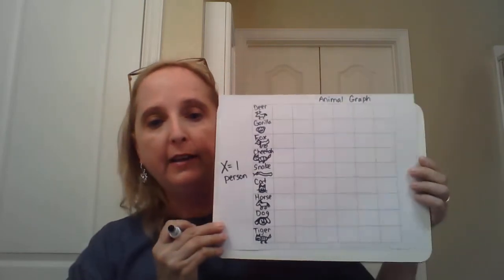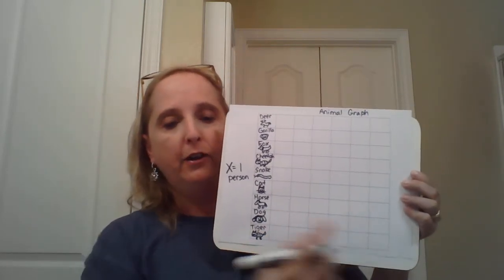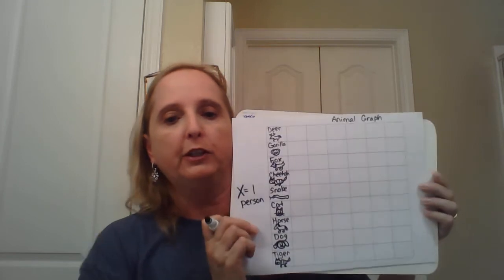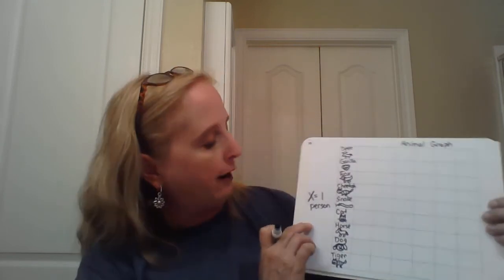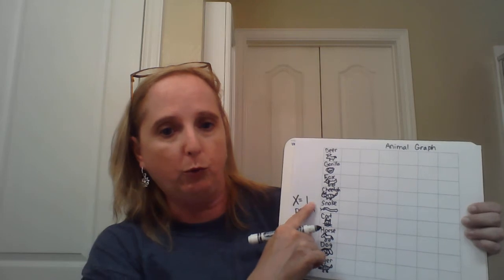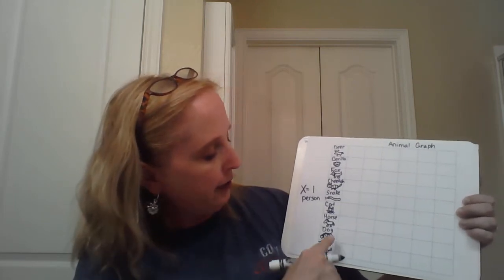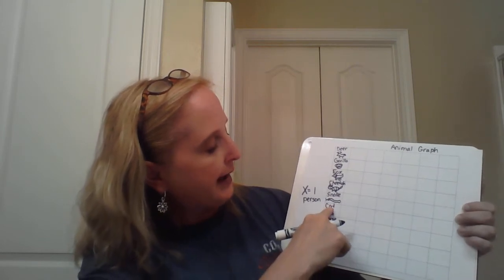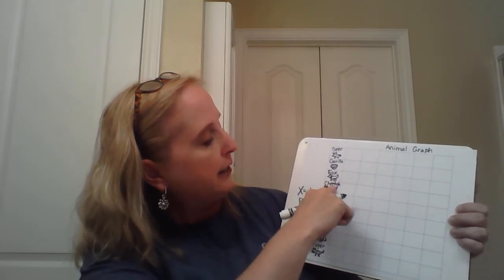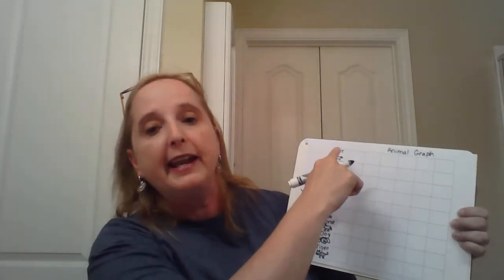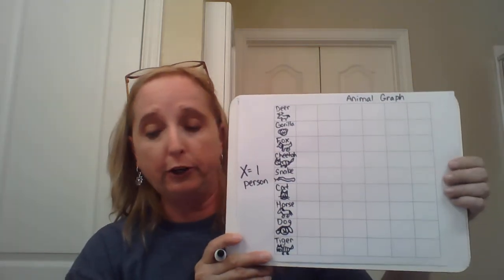Another piece of information we collected was their favorite animal. So we're going to do an animal graph, and this time we're going to read our graph across. And we're going to use a different symbol on our picture graph. We're going to do an X equals one person, so however many X's. So our choices are a tiger, a dog, a horse, a cat, a snake, a cheetah, a fox, a gorilla, and a deer. So those are our choices.